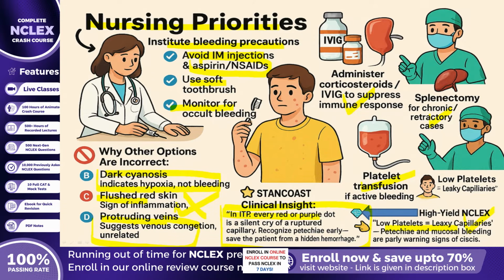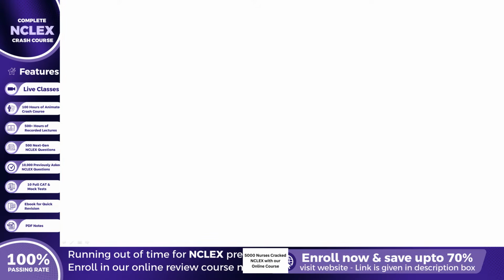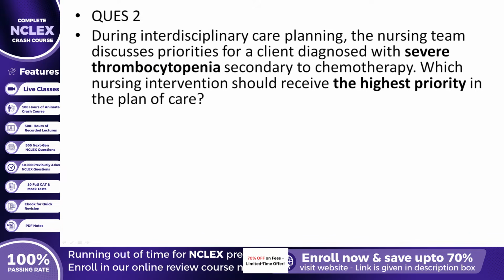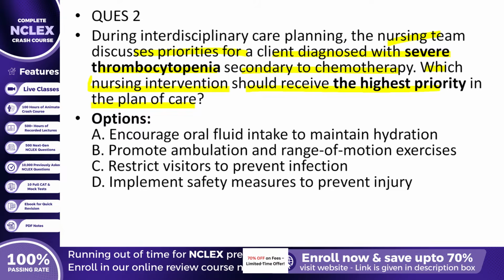Let us now move into a high-level nursing scenario that highlights critical thinking in hematologic care. During interdisciplinary care planning, the nursing team discusses priorities for a client diagnosed with severe thrombocytopenia secondary to chemotherapy. The question asks, which nursing intervention should receive the highest priority in the plan of care? The available options are as follows.